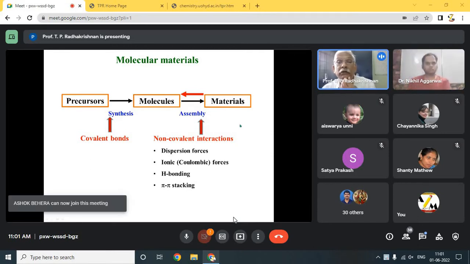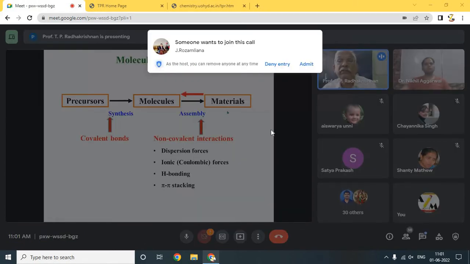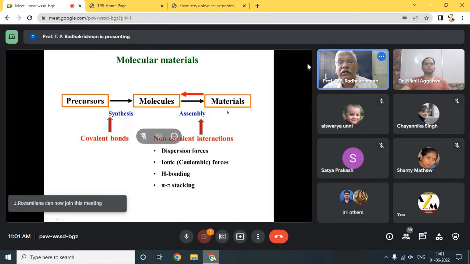So this is the versatility of molecular materials, which is not quite the same with the traditional materials like metals and metal oxides and so on. They don't have this high reversibility between the material and the building block of the material.